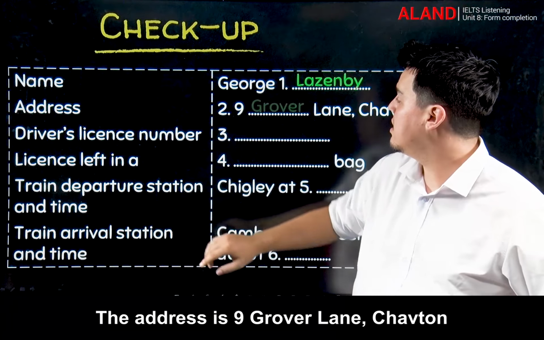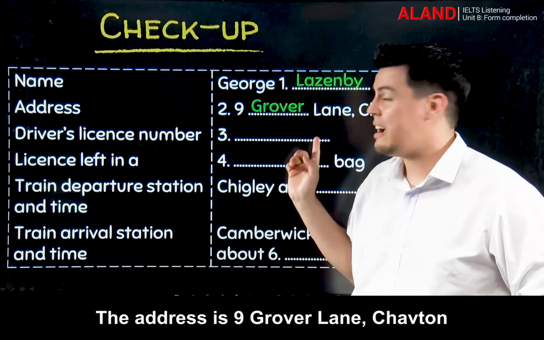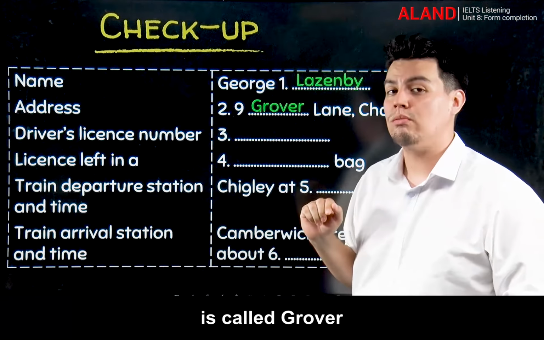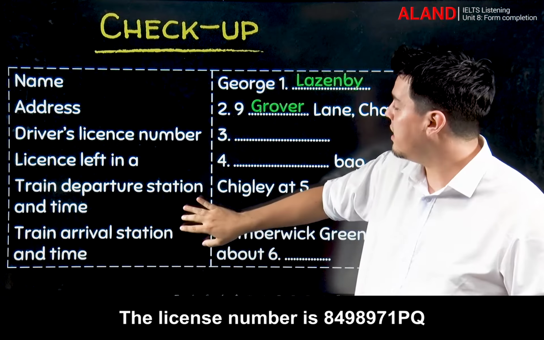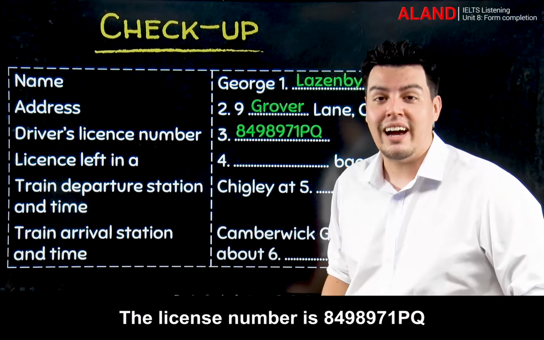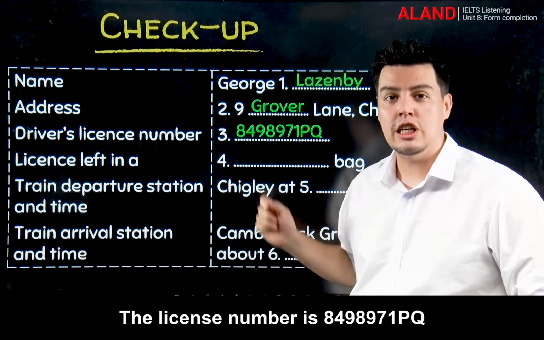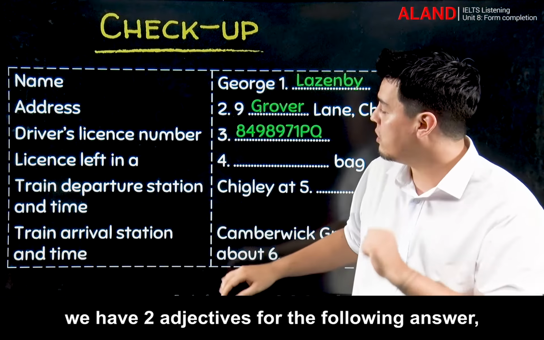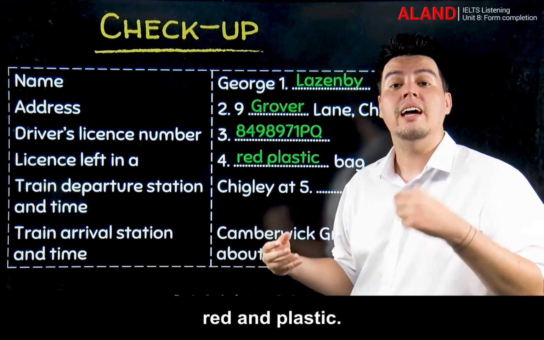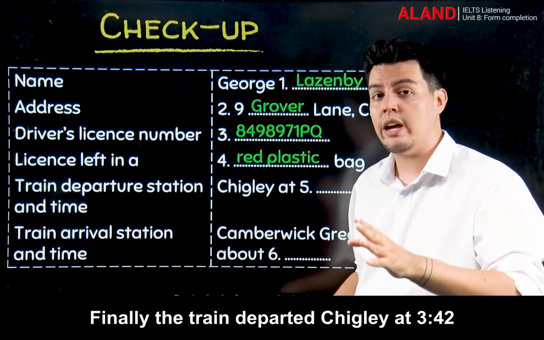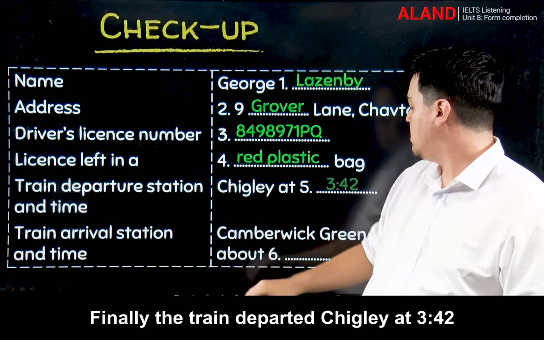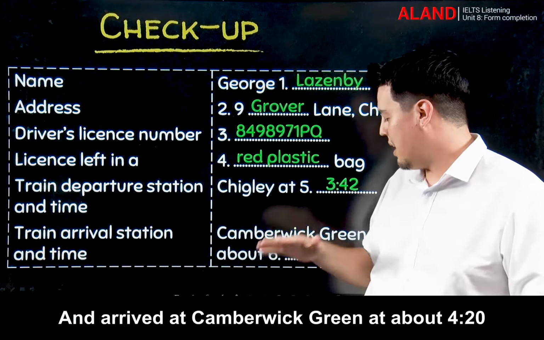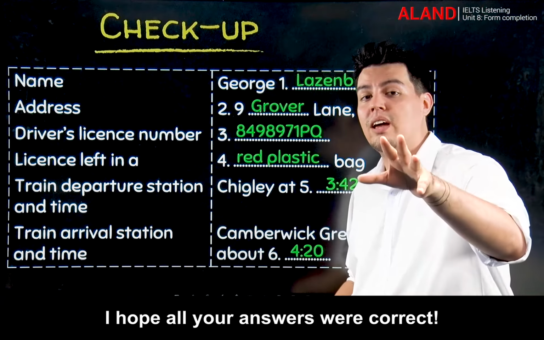The address is 9 Grover Lane, Chavton. Fun fact, one of the characters in Sesame Street is called Grover. The license number is 8498971PQ. And it seems our prediction was correct. We have 2 adjectives for the following answer: red and plastic. Finally, the train departed Chigley at 3:42 and arrived at Camberwick Green at about 4:20. I hope all your answers are correct.